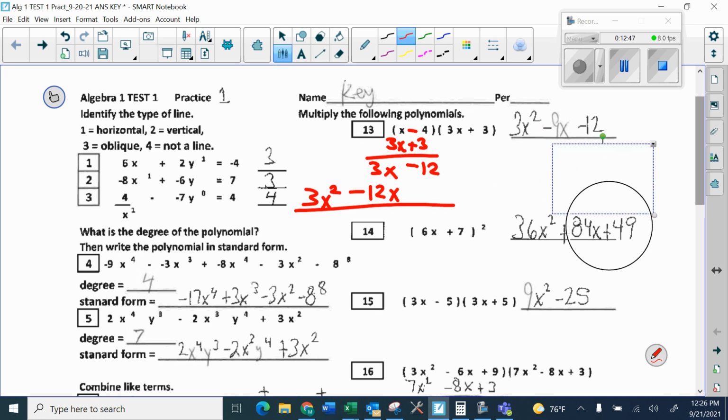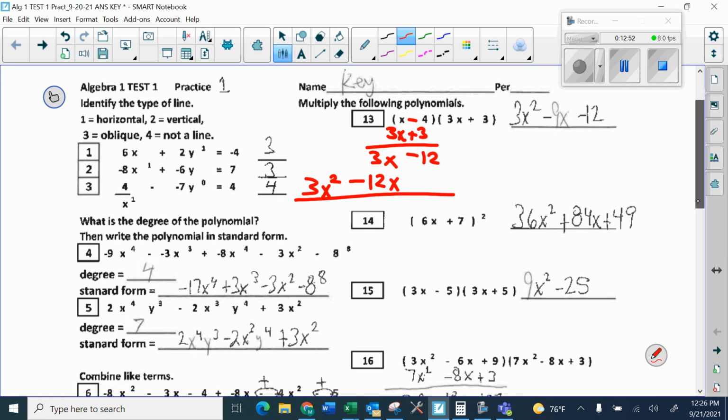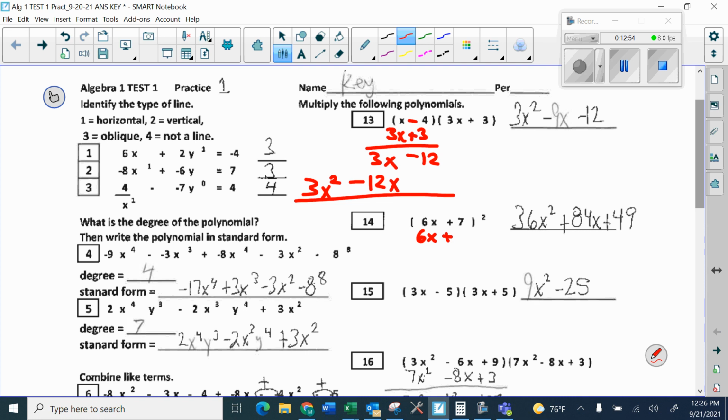Okay. All right, 14 squared. Okay, you can do it again by multiplying by 6x plus 7 and do it like we just did up top there in 13. Or you memorize a shortcut I told you, which is to square the first term. That gives me the 36x squared. Multiply the two terms together, so 6x times 7 is 42x, and then I double that, so it becomes 84x. And then the last term is squaring the last term.